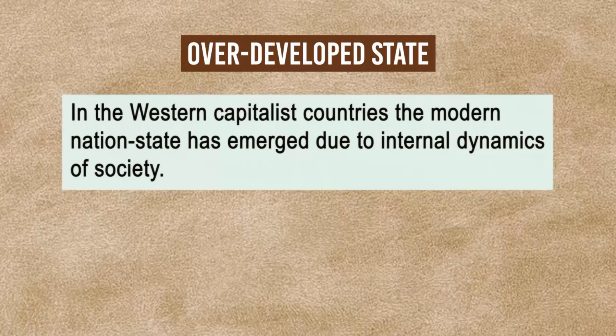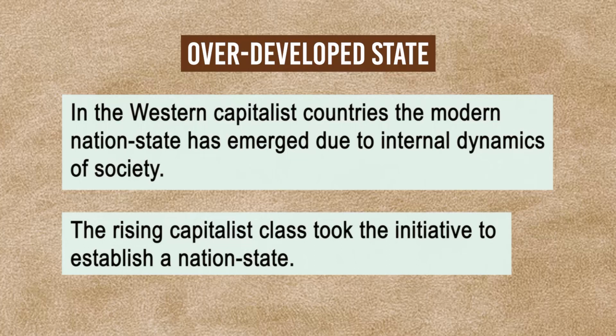Now, in the Western capitalist countries, the modern nation state has emerged due to the internal dynamics of the society. The rising capitalist class took the initiative to establish a nation state. In the third world, the motive force for change in the political institution basically comes from outside. So during the colonial period, the third world was dominated by the westernized capitalist countries.